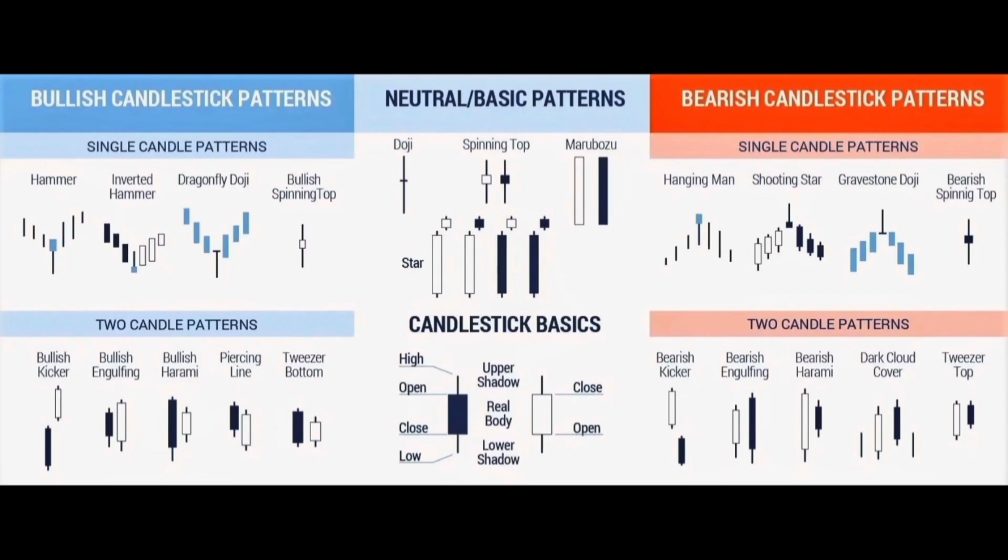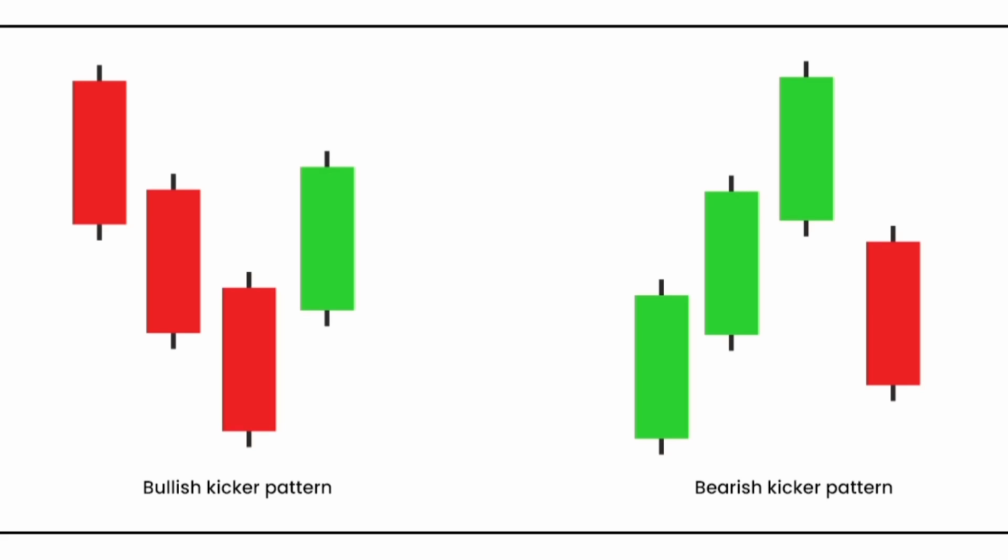Let's start off with bullish and bearish kicker. This pattern consists of two candles, with the first being a large candle in the opposite direction of the trend, followed by a smaller candle in the direction of the trend. A bullish kicker indicates a bullish reversal, while a bearish kicker indicates a bearish reversal. Now, let's go to the chart and make some examples.